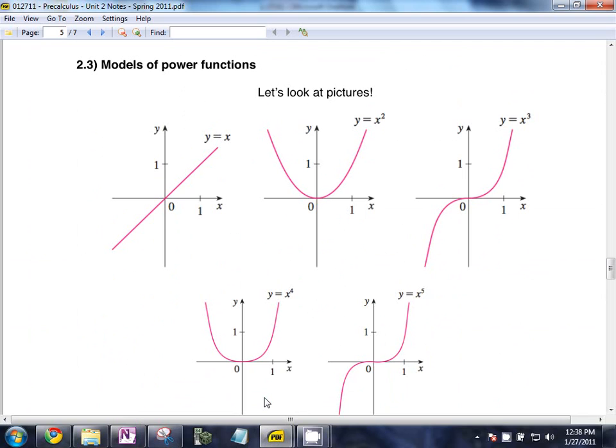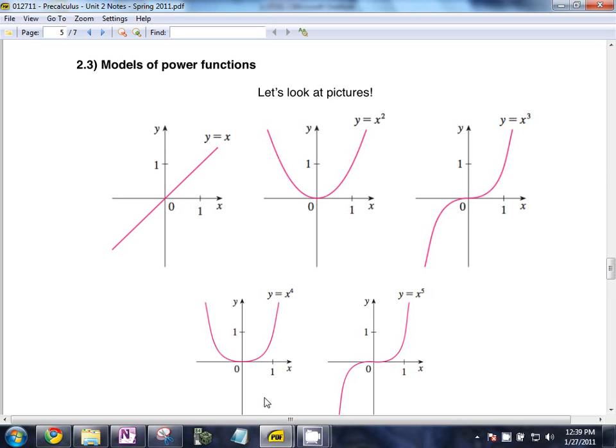They're all exponents: x to the first, x squared, x cubed, x to the fourth. They're all positive integer exponents. They're all odd or even. Yeah, very good. I like that. What else? They all pass through the origin. That is correct. These curves behave a little differently, so some of them are better at modeling certain situations than others.